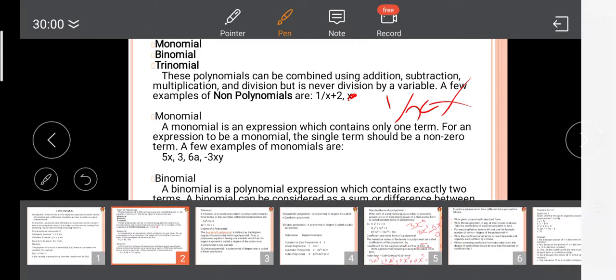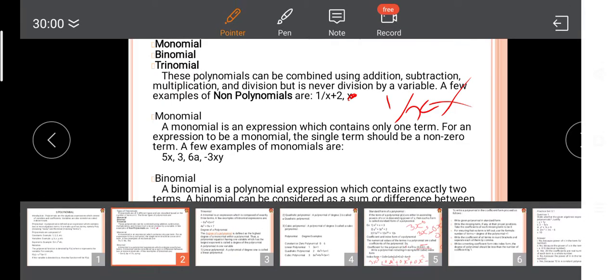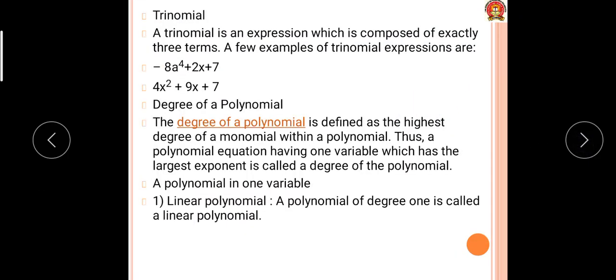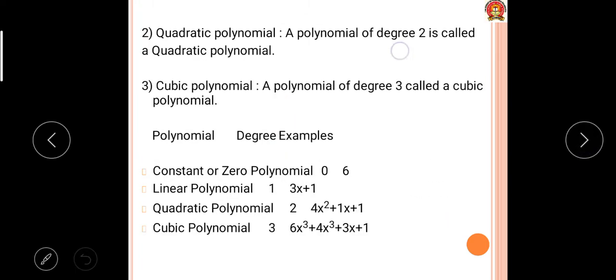Now next, on the basis of degree, not number of terms: linear. If the highest degree of the given polynomial is 1, then it is linear. If the highest degree of the polynomial is 2, then it is quadratic. And when the highest degree of the given polynomial is 3, then it is cubic. Okay, now these are the examples: linear, quadratic and cubic polynomial.